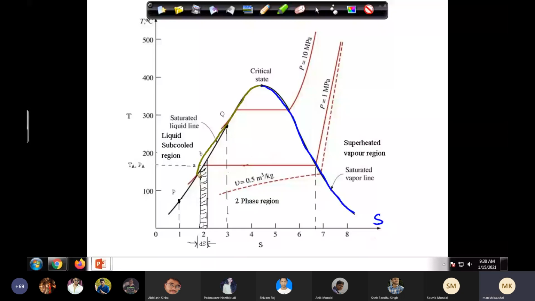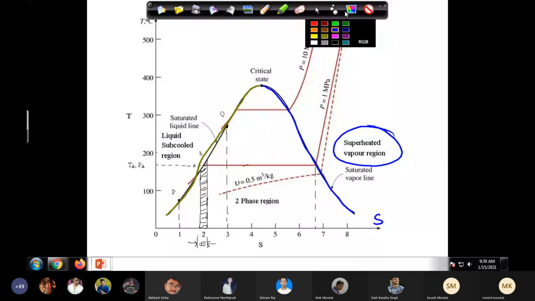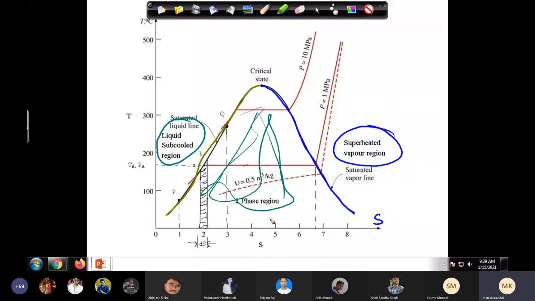Then this is the saturated vapor regime, and the superheated vapor regime. Superheated means you are giving more and more heat to the vapor once you cross the saturated line. Once there is a phase change, you are providing a very large amount of heat. And this is compressed liquid, or what we call supercooled liquid. And this is of course our mixture regime. That's why I put multiple diagrams, nothing else.